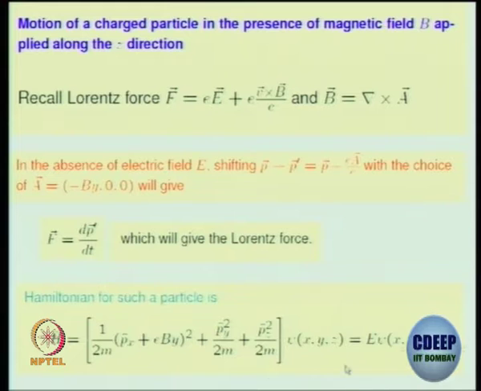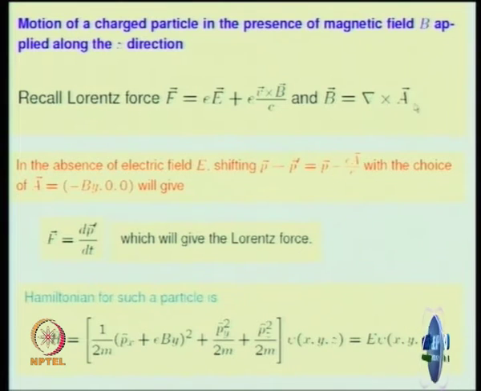But look at this Hamiltonian. I substituted p prime as p minus eA by c, with the vector potential A, where I am choosing the A_x component to be minus By. There should be a 1 by c, as he was pointing out. Let us just shift it by putting c equal to 1. So there is a By shift here on the p_x. Incidentally, is this correct? This gives you a magnetic field along the z direction.